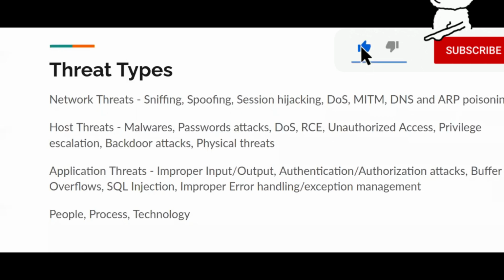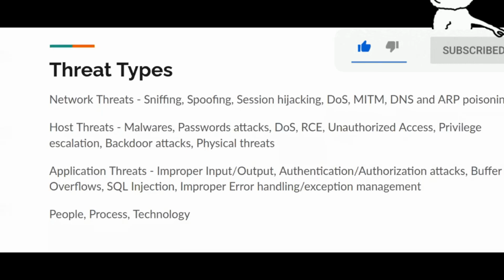If that denial of service is happening with the help of a combination of bots on the internet, then it is called distributed denial of service. Then there is something called MITM, the man in the middle attack, wherein two parties are having communication, but their communication is being listened to by someone sitting in between. That is called man in the middle. Then there is something called DNS and ARP poisoning.